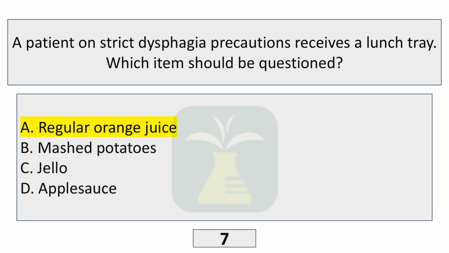Correct answer, regular orange juice. Dysphagia patients require thickened liquids. Regular orange juice poses an aspiration risk.